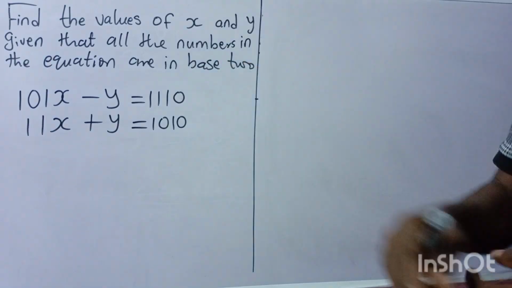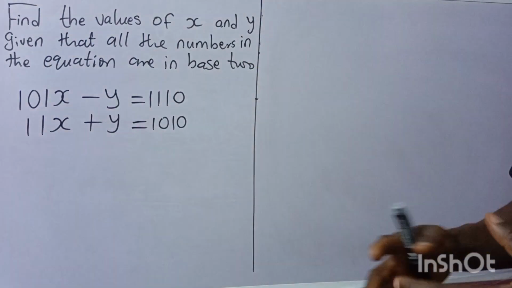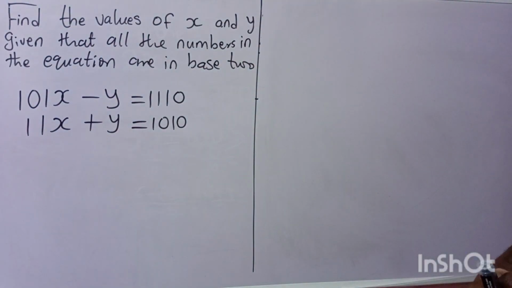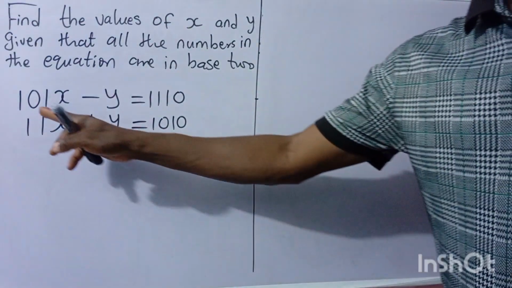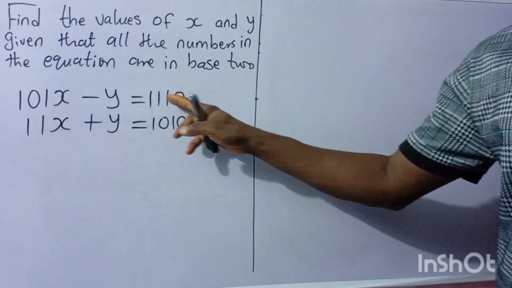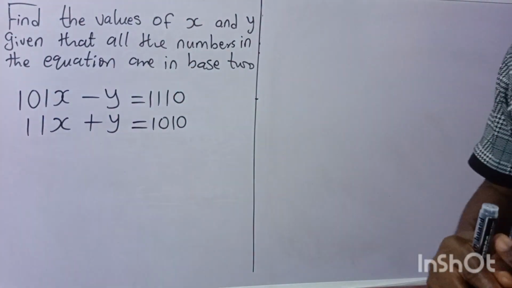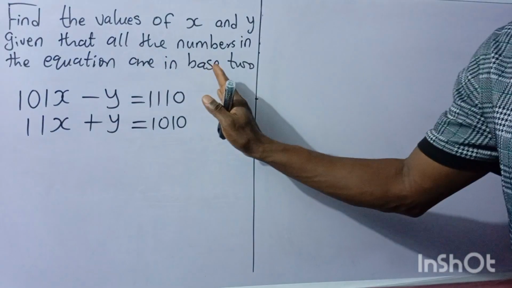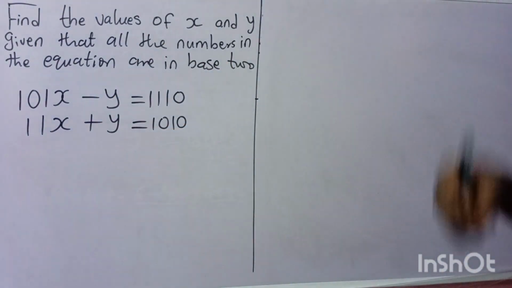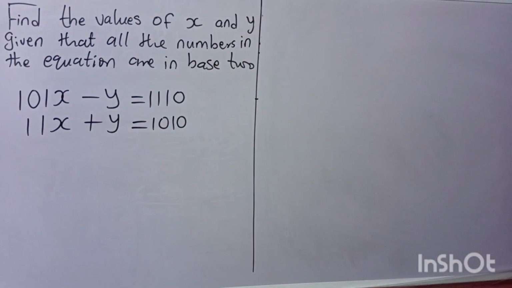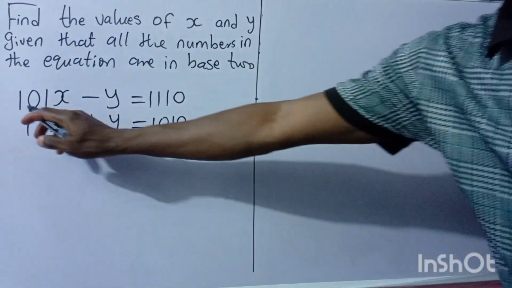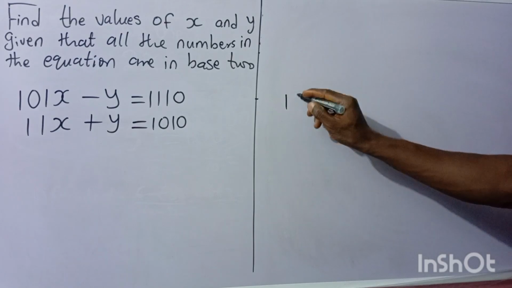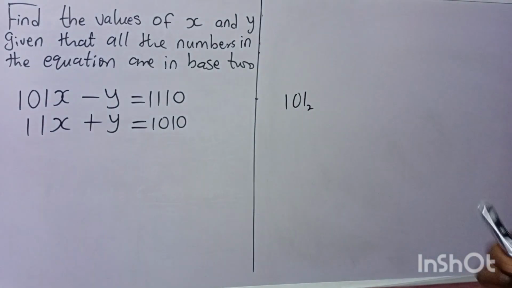So to find x and y, we must solve the equations simultaneously. All right, so now what we have to do is to convert each of these numbers, which are in binary, to base 10. They are in binary, that's base 2. We have to convert each of them to base 10 before we begin to find the values of x and y. Now to do that, let's start with the first equation. We have 101 in base 2.